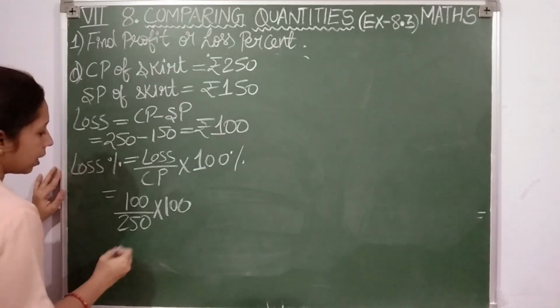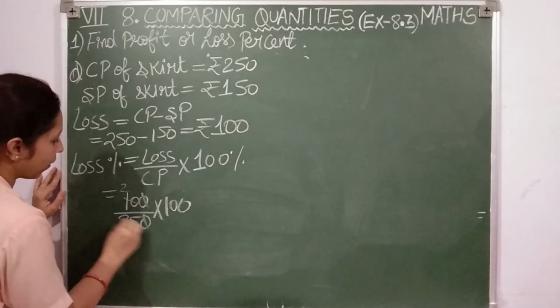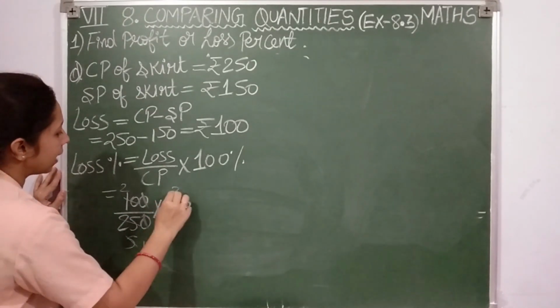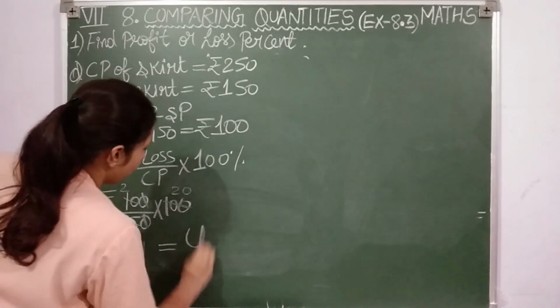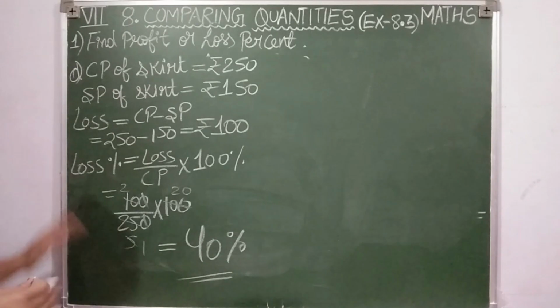Isn't it, students? Now 0 0 cancelled. Then 5 2s are 10, 5 5s are 25. Okay, 5 1s are 5, 5 2s are 10 and a 0. 2 into 20, how much? 40%. 40% will be the loss percentage, students.